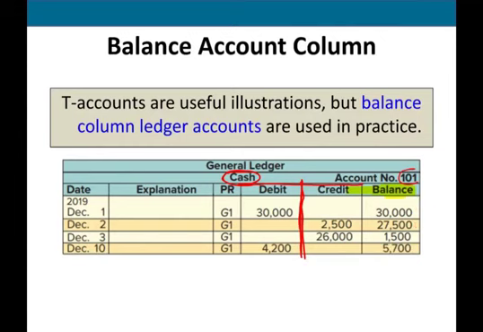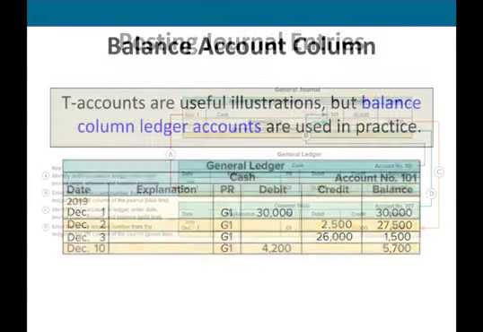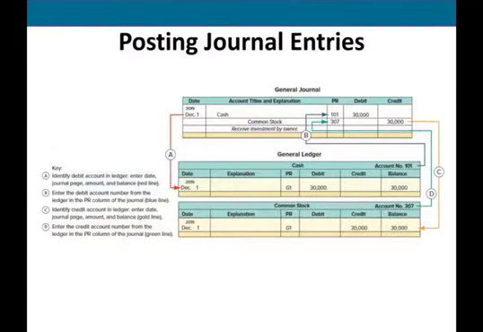Now this is only a cash ledger. Each account will have its own ledger, and we're going to see this in the form of a T account. So we're going to have a T account for each account, and we're going to see this when we work the example next. So this is a running balance. So what we need to do is this.